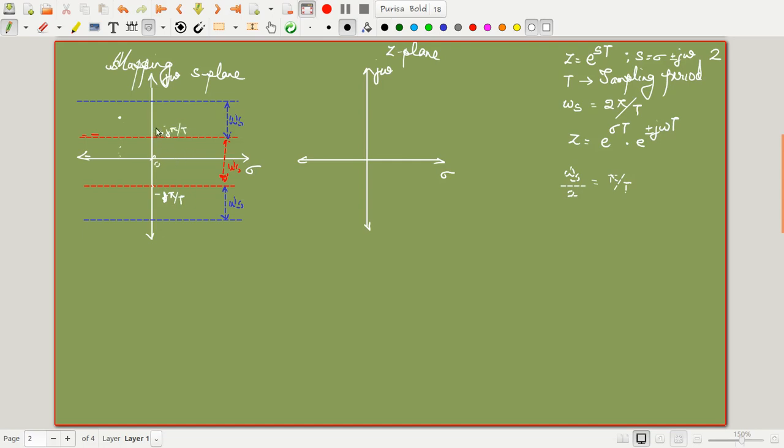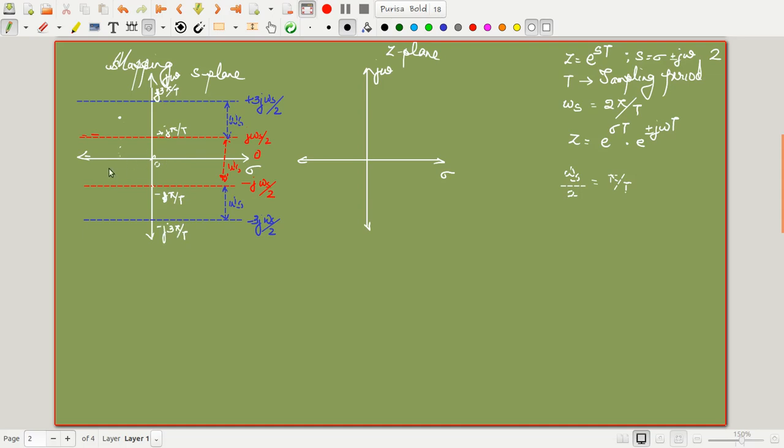Is that correct? Now, from here to here, I am having 3 omega s. This is j omega s by 2. I will write those values also. This is 0, this is j omega s by 2, this is minus j omega s by 2. This becomes plus 3j omega s by 2 and minus 3j omega s by 2. So this becomes plus j 3 pi by T, and here it is minus j 3 pi by T.